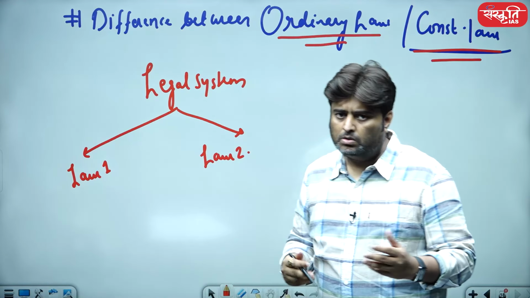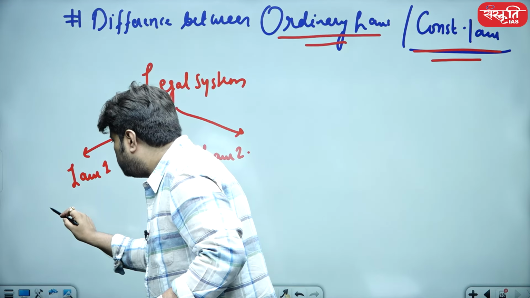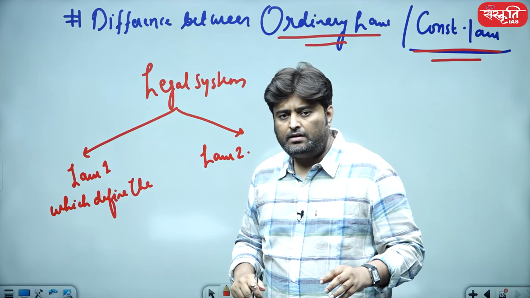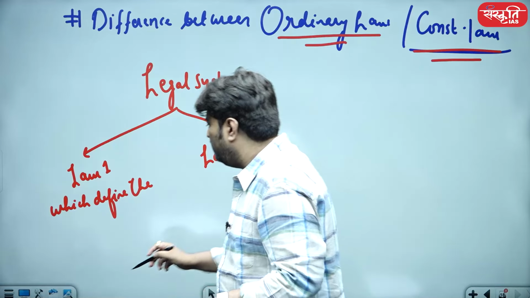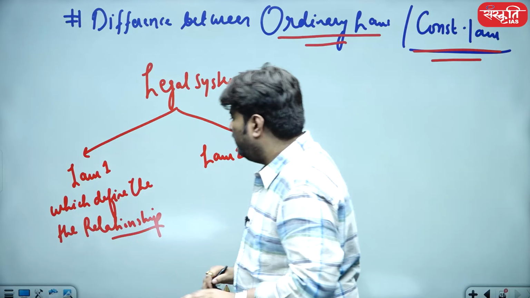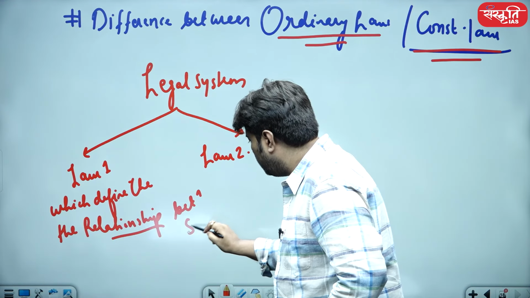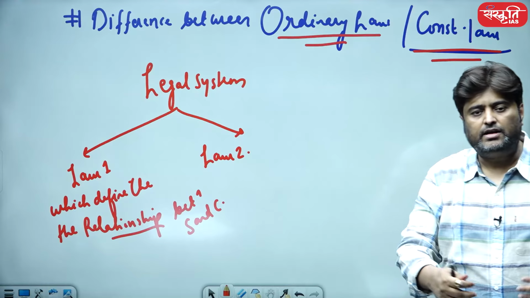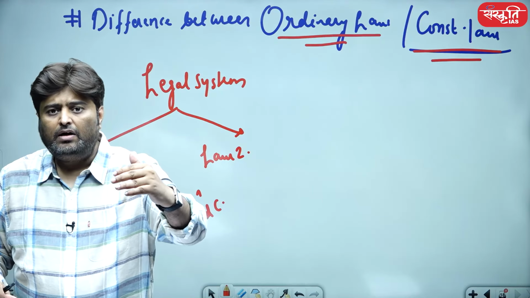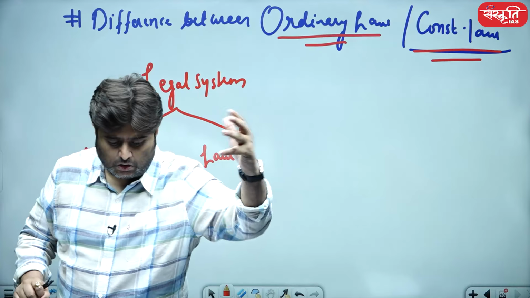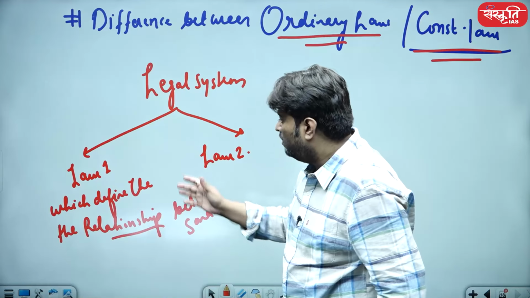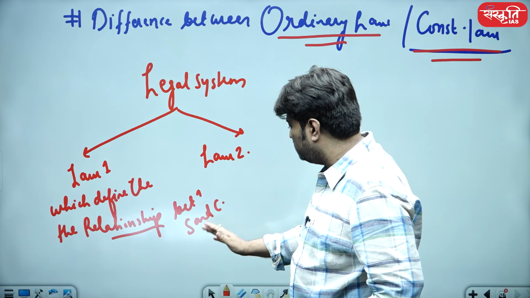Let's say, in any country there can be two types of law, law number 1 and law number 2. Law number 1 is which actually defines the relationship between state and citizen. What do we mean by relationship between state and citizen? Relationship between state and citizen means we have a state, so how is a state going to govern the citizens over there. So first of all, there are two types of law which can be associated with any particular country, student. Law number 1, which defines the relationship between state and citizen.